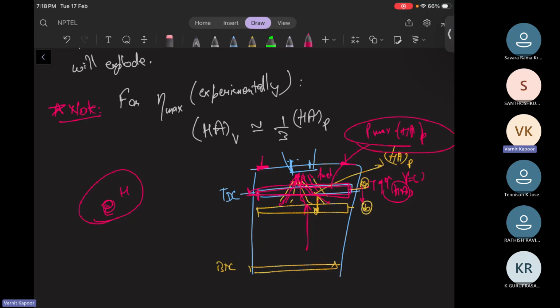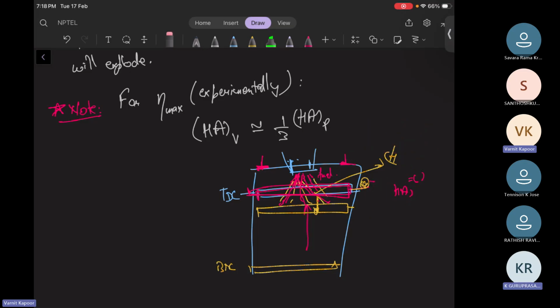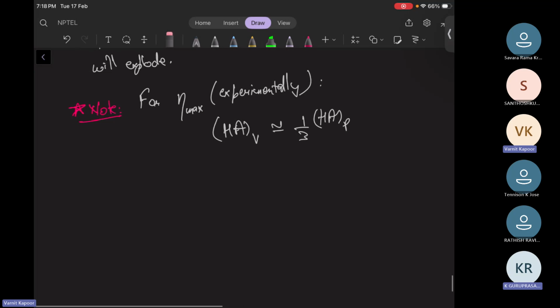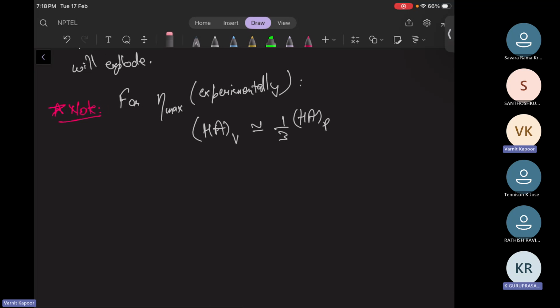Okay, is it clear? Sir, heat addition at constant volume and heat addition at constant pressure. Practically, I couldn't understand the difference between them. Practically, how is it happening?